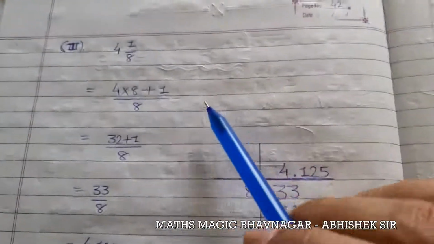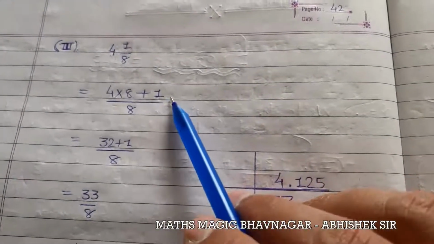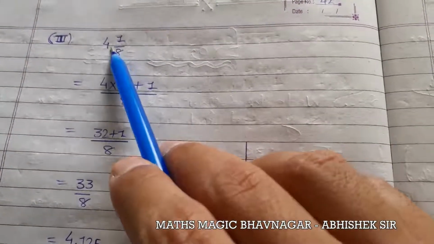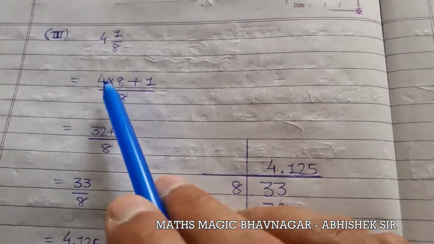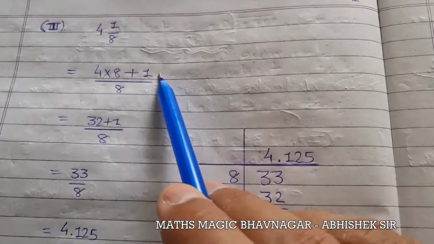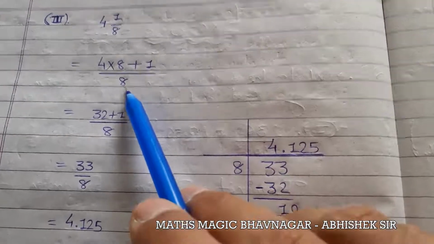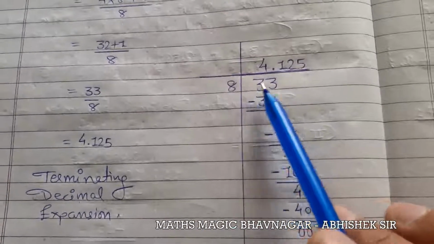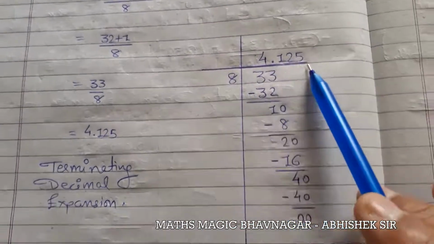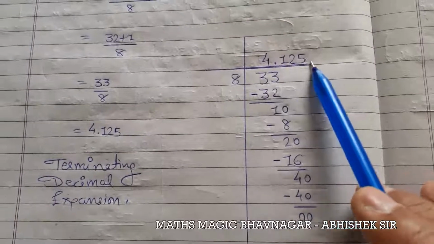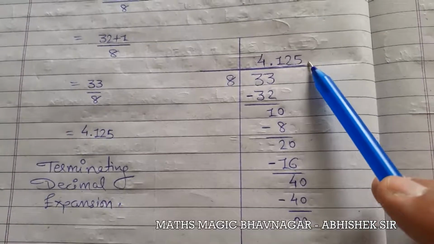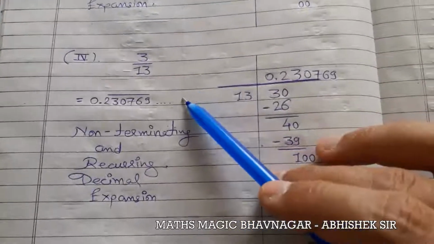Then the third one is 4 and 1 by 8. To make it in the rational form, 8 4s are 32, plus 1 in numerator, and in denominator it is 8. So 32 plus 1 is 33, 33 by 8. When we do the long division we get 33 by 8 as 4.125. Here we are getting remainder 0, so it is terminating decimal expansion.